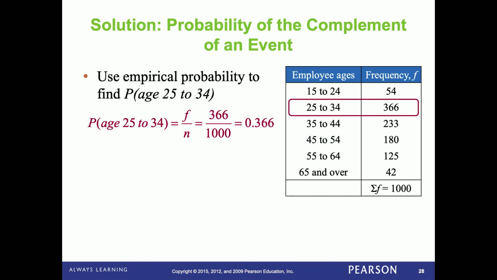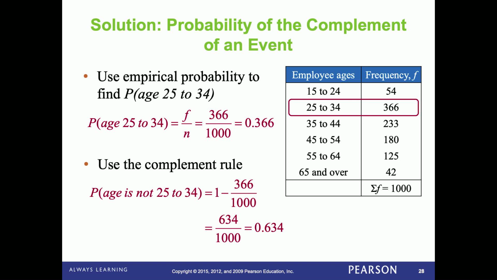So there's a probability of being between the ages of 25 and 34. Now the complement is just 1 minus that, which makes the math much easier, especially when you have a lot of categories.